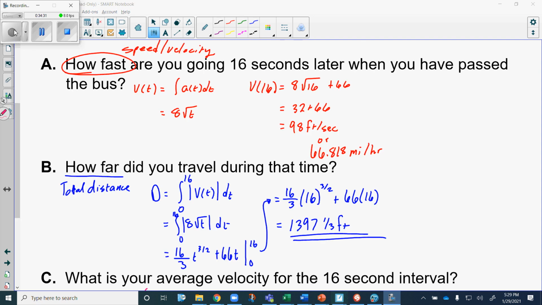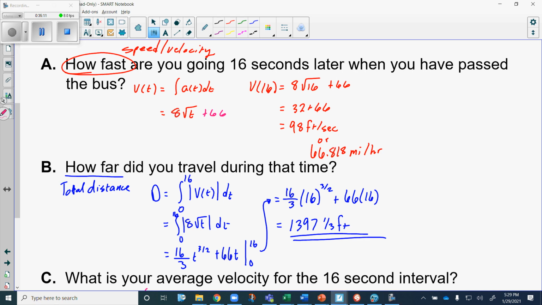All right, ladies and gentlemen, here we go. For part A, how fast were you going? So how fast indicates that we're talking about speed or velocity in some way. So we can take the acceleration function that was given to us, which was 4 over the square root of t, and find its antiderivative, which would in this case be 8 times the square root of t. We have a constant of integration because we knew how fast we were going at the outset to be 66, so the velocity function would be 8 times the square root of t plus 66.